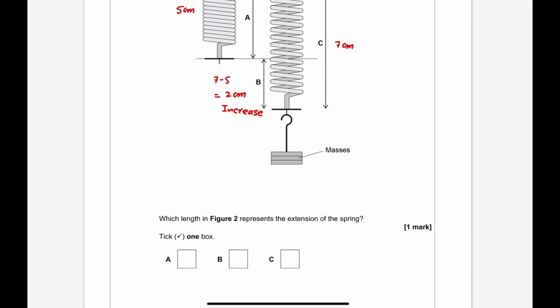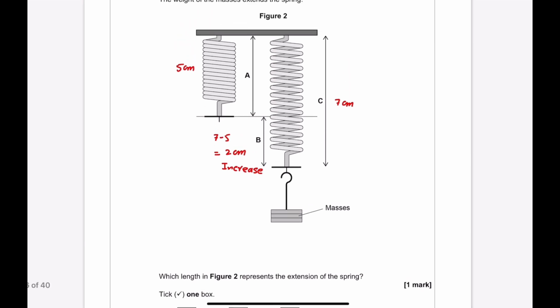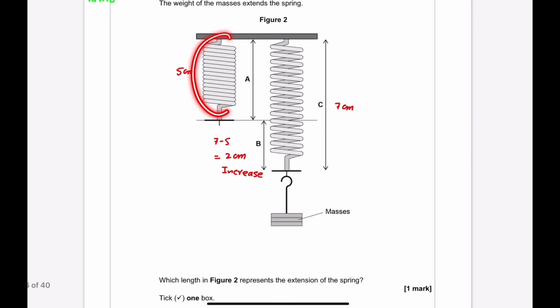Which length in figure 2 represents extension of the spring? Tick one box. If you see in figure number 2, this is the actual length. This is after the force is applied on the spring. From this position to this position is the increase in length. So this is called extension of the spring.